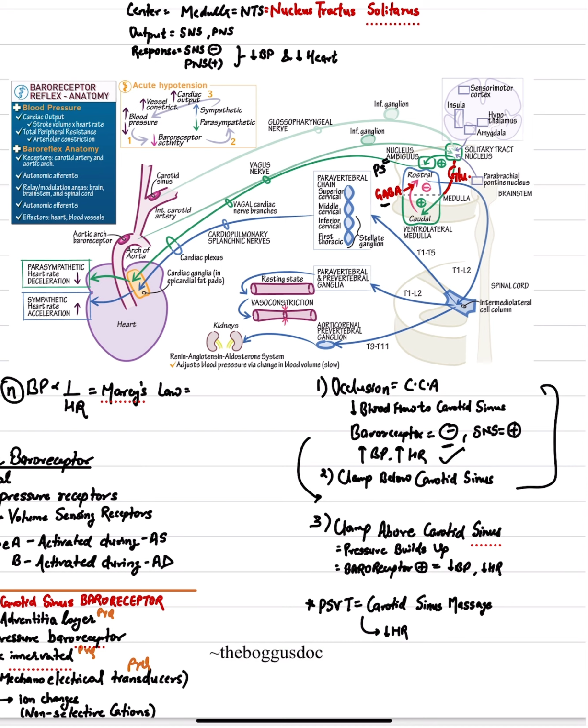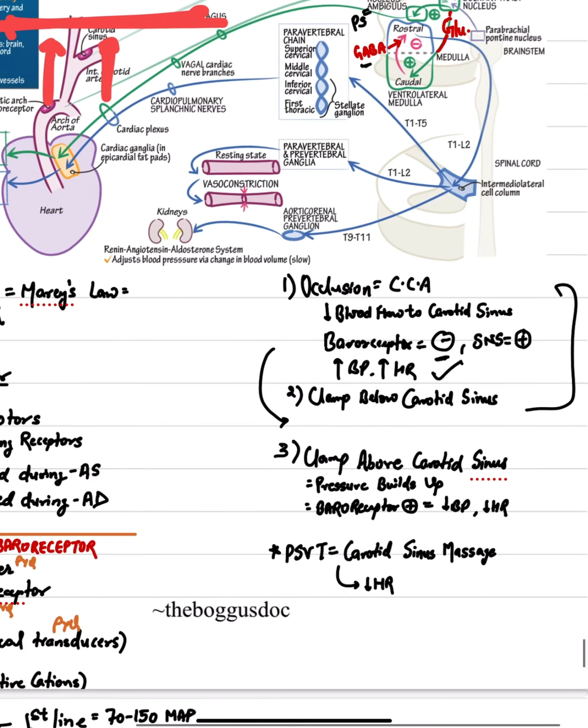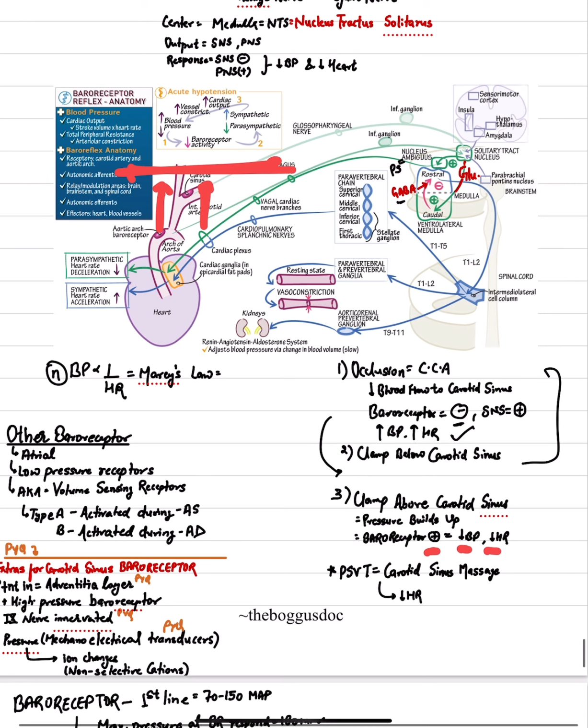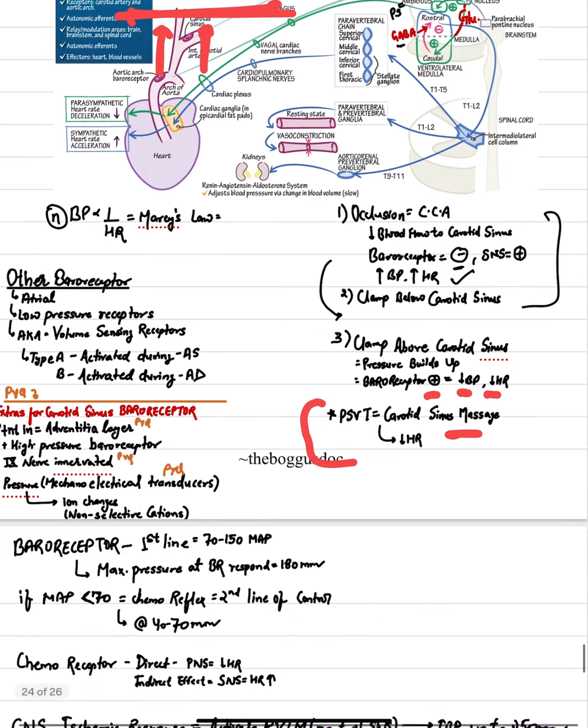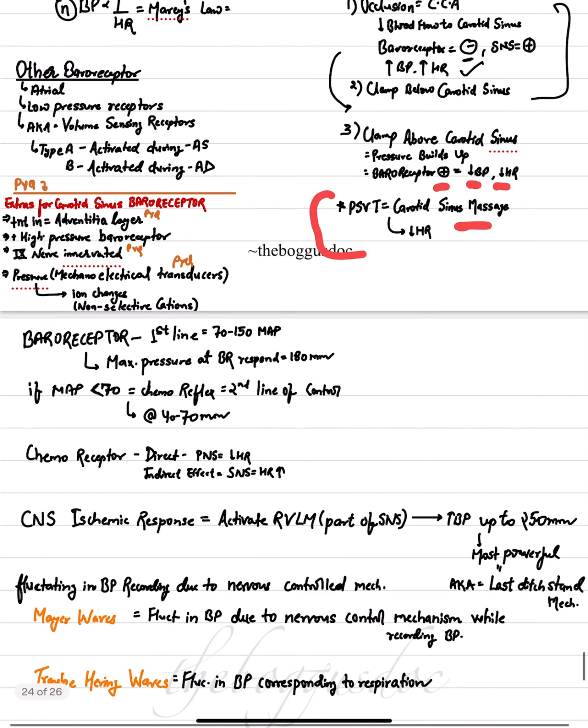But what if someone clamps above the carotid sinus here? If we clamp above the carotid sinus, pressure builds up here. The pressure builds up, but what will the baroreceptor do? It will be stimulated, and it leads to decreased blood pressure and heart rate. Okay, in PSVT, we do carotid sinus massage and the heart rate will decrease, because the baroreceptor will stimulate the parasympathetic system and decrease the blood pressure and heart rate.